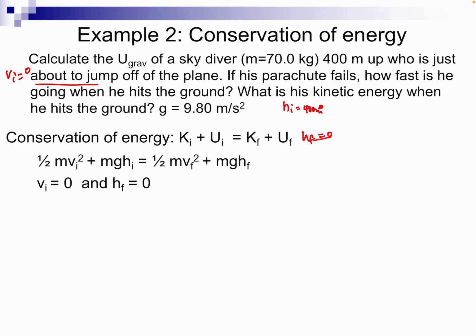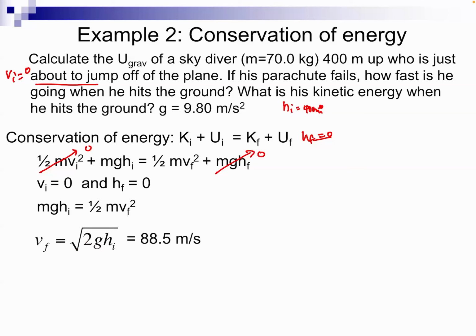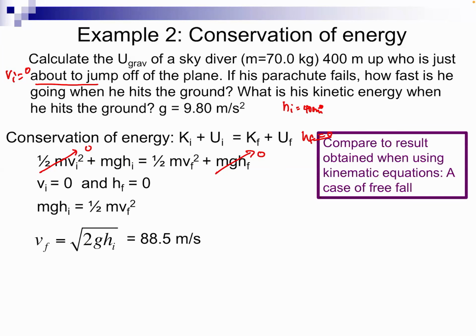So we can then simplify the expanded conservation of energy equation, since this will be 0 and the final height will be 0. Hence, we are only left with these two terms that involve the initial height and the final speed. We rearrange this equation because we want the final speed. That will give a square root of 2ghi, 88.5 meters per second.